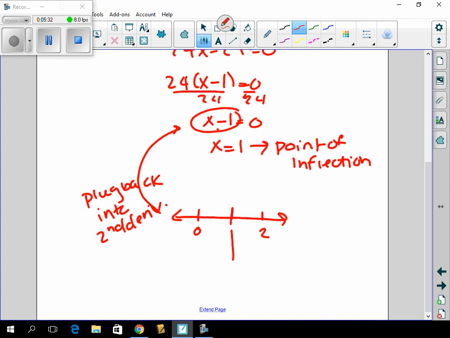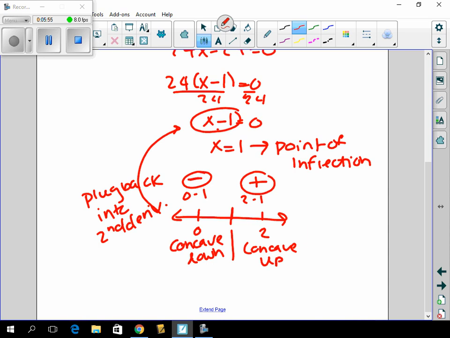So I'm going to plug in 0 for x, and when I plug in 0, I get 0 minus 1. That is a negative number, so my concavity is negative. This is concave down. When I plug in 2, I get 2 minus 1, I get positive. So this means my concavity is concave up. Remember, more money, smiles, less money, sad.